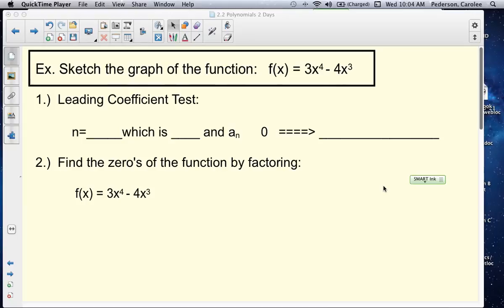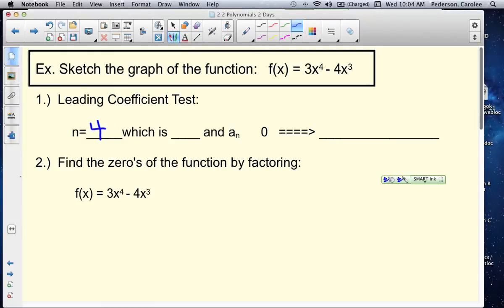So now we have the function f of x equals 3x to the fourth minus 4x cubed. So let's talk about the degree. What is the degree in this problem? What's the degree? 4. Is it even or odd? Even. Is the leading coefficient positive or negative? It's a positive 3, so it's greater than 0.